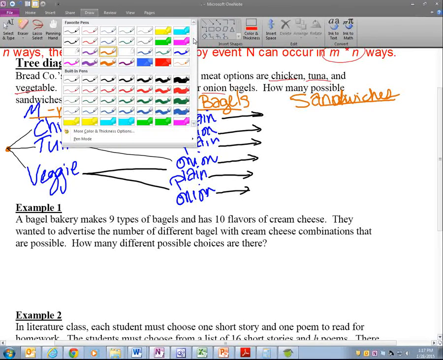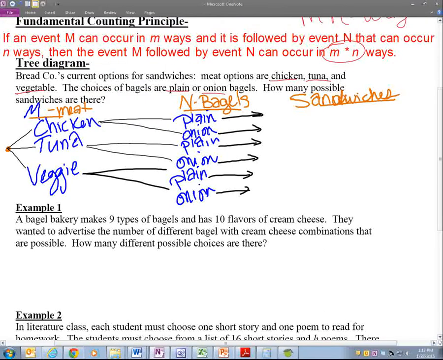How many options did we just discover there? Collier? There are six options. You have six options of things you can do with only three kinds of meat. So we have chicken with plain, chicken with onion, we have tuna with plain.